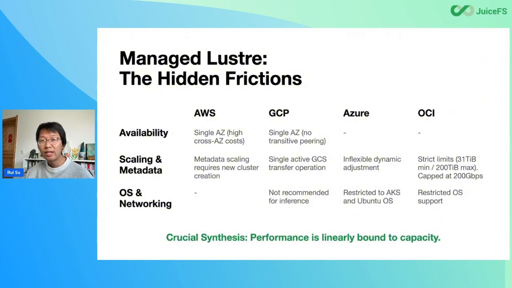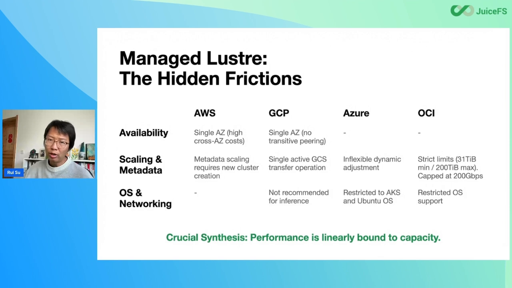Yes, managed Lustre is powerful, but it also has some important limits. And these limits can affect your AI storage design in a big way. So let's start with AWS. AWS Lustre runs in a single AZ. So if your compute is in another AZ, you will pay cross-AZ network fees in both directions. So network design matters a lot.